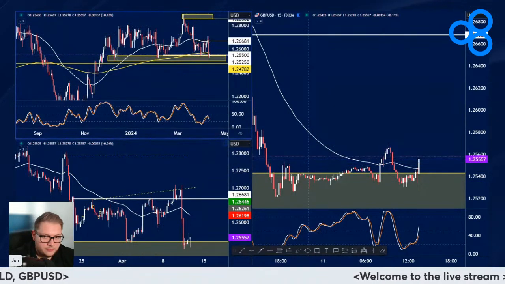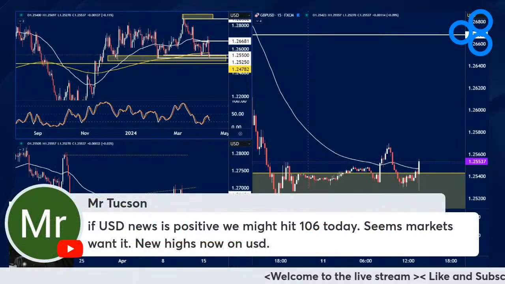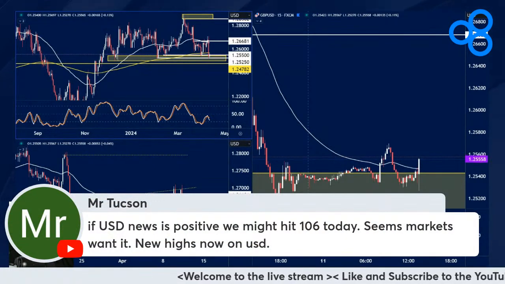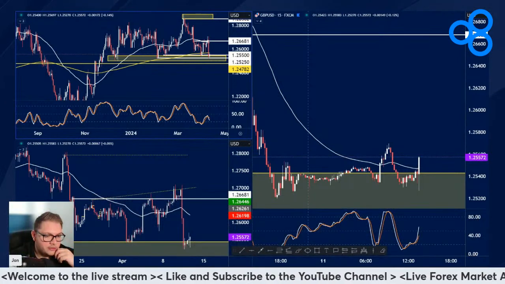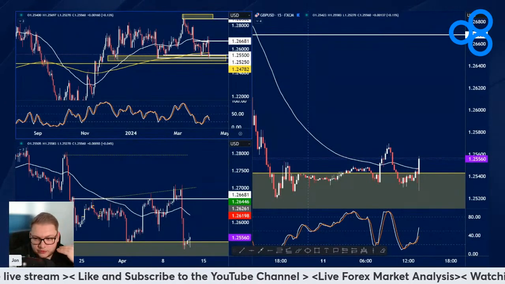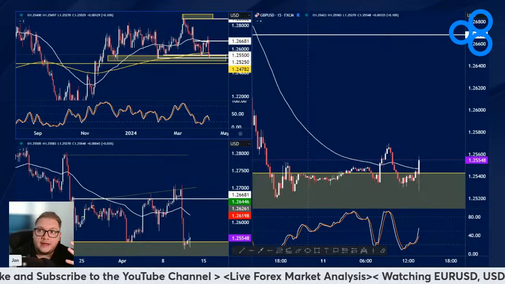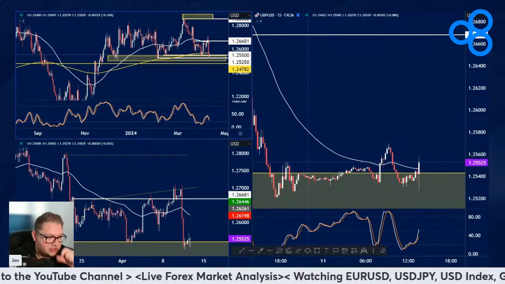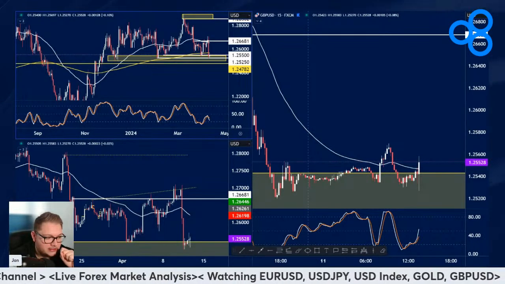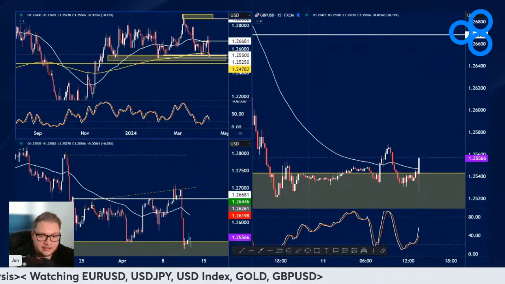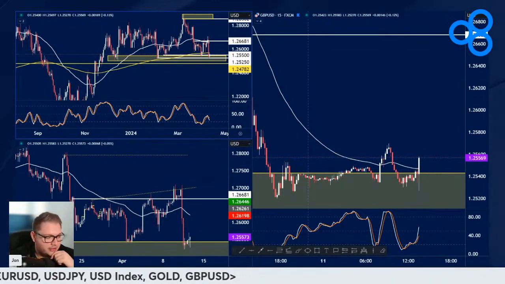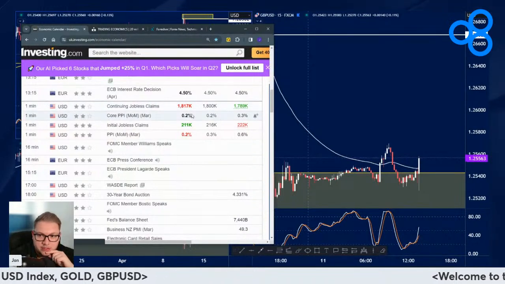So I can see the US dollar news has dropped, so we'll jump on that in a second. Mr. Tucson, if the US dollar news is positive, we might hit 106 today. Seems market wants new highs on US dollar. Yeah, we saw the dollar try and break higher before the data, which is always interesting to me. I always think, does that mean they're pushing price to try and get a better value essentially?